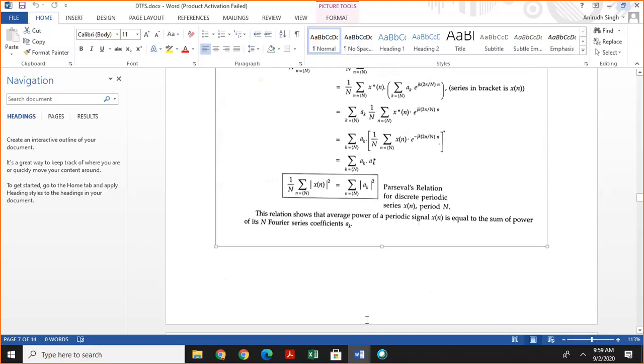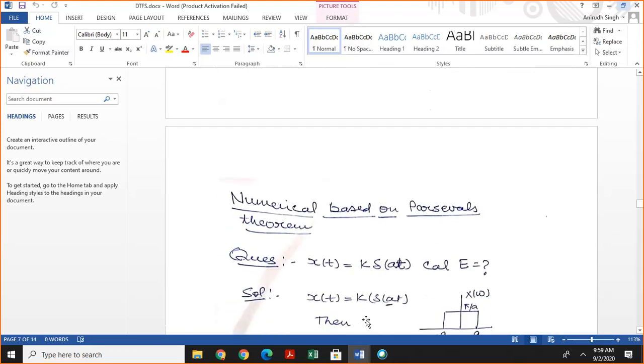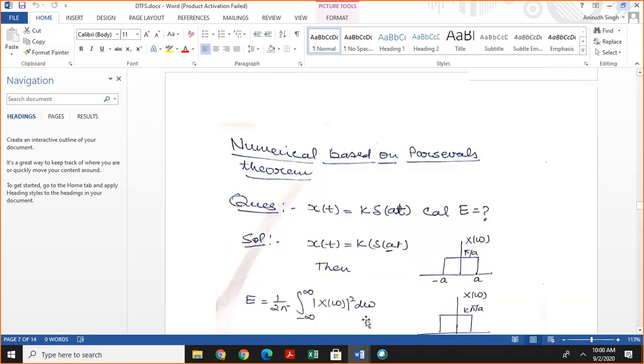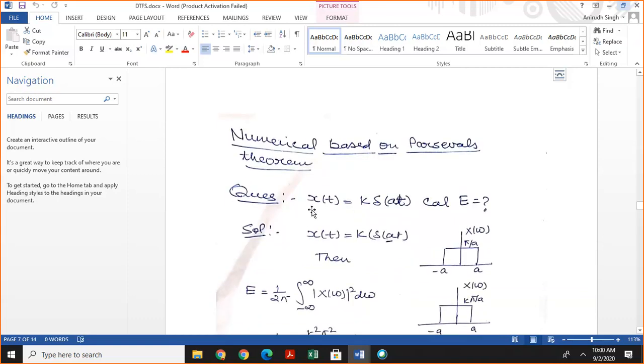So we can calculate the energy or power in the frequency domain by using Parseval's theorem. Suppose the question is given: x of t is k multiplied by sampling function at, and calculate the energy of this signal. If you try this question in the time domain, it is very difficult to calculate the power of this signal. So we try to calculate the energy of this signal in the frequency domain.